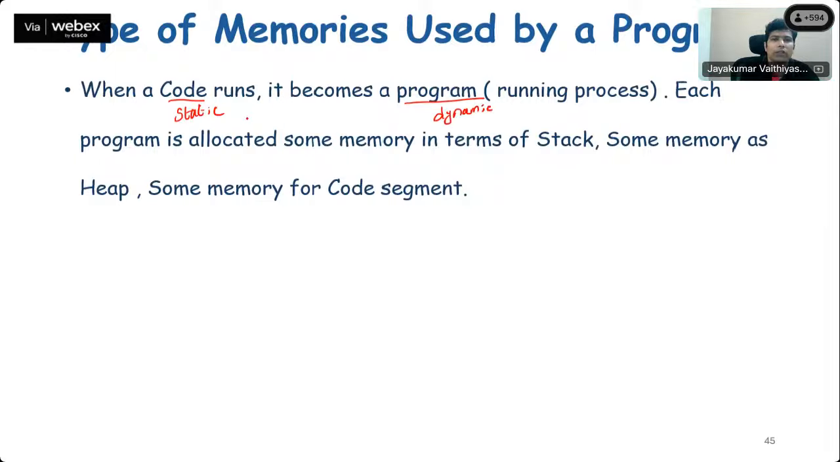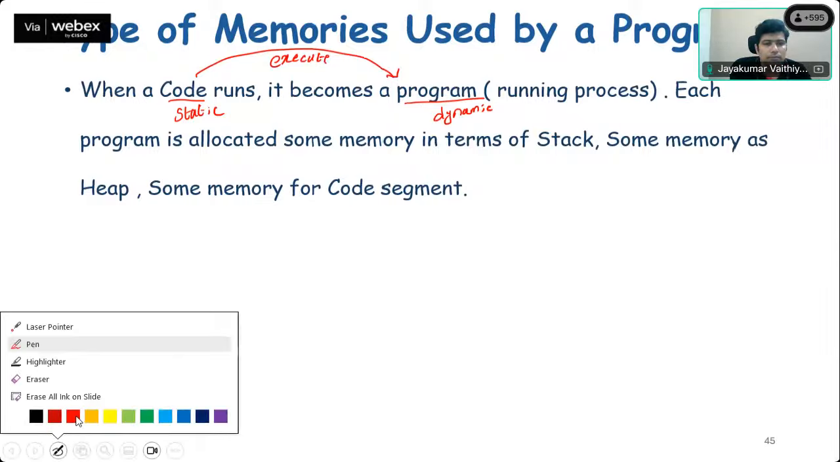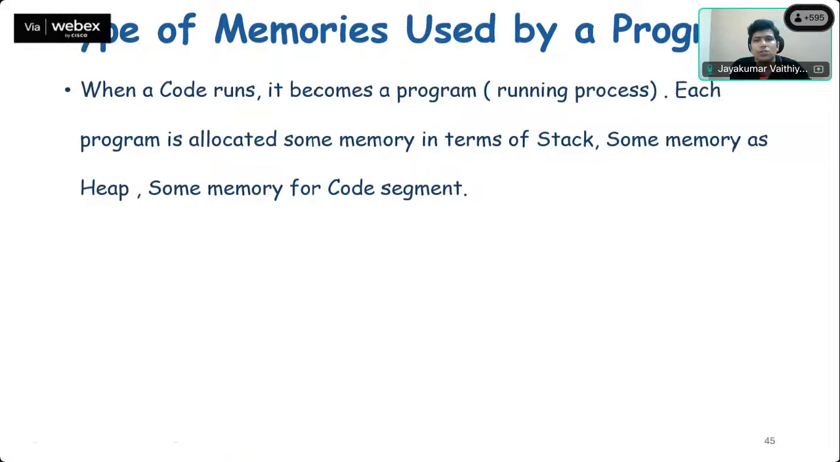Dynamic. So when you execute, when you run, it becomes a program. So this is the basic difference between code and program. Okay. So all these programs are stored in different types of memory. Sometimes it will store in stack memory. Sometimes it will store in heap memory. Okay. So we'll discuss in later slides.